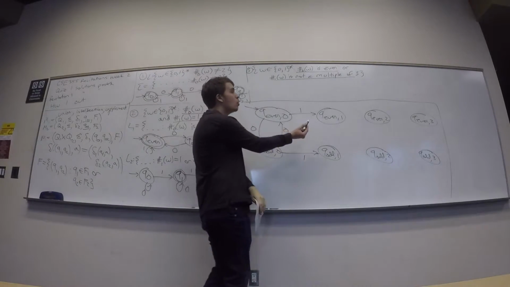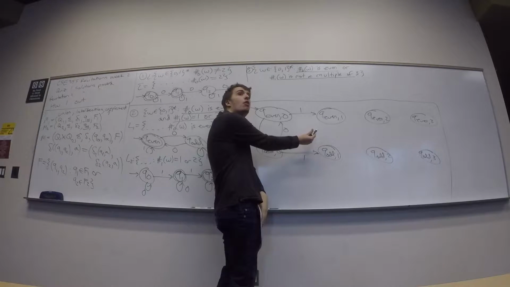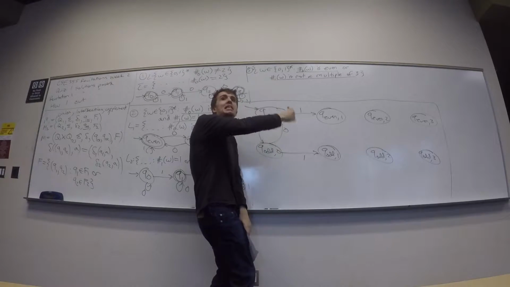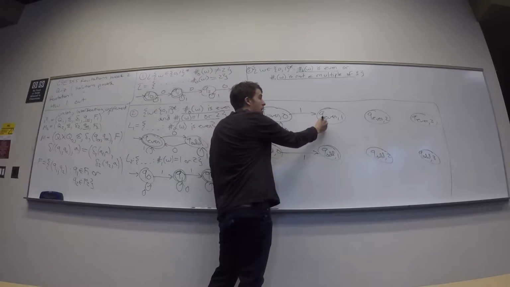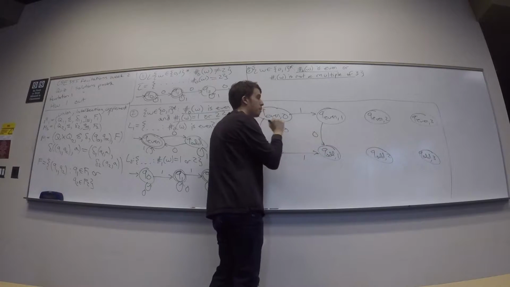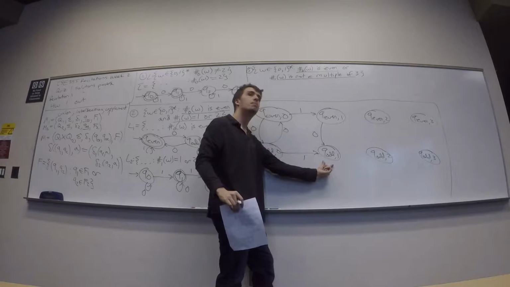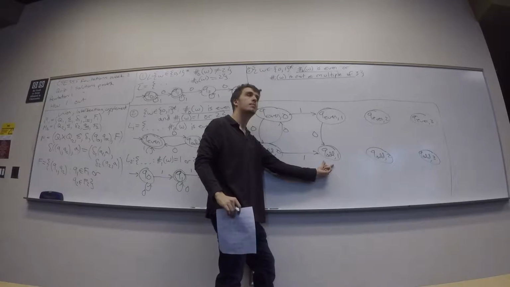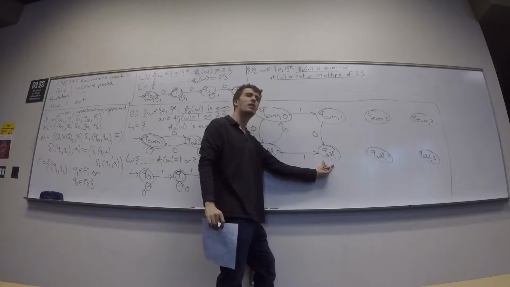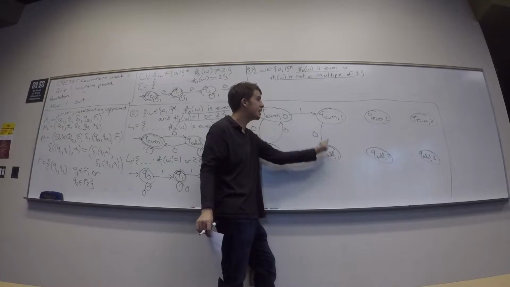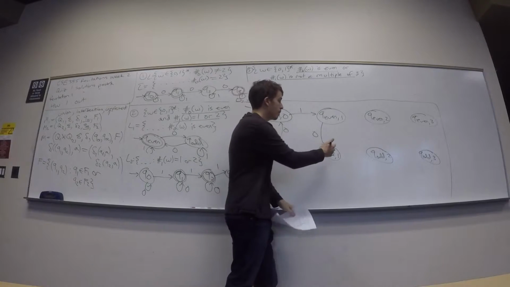So where do you think Q even 1 is going to go on input 0? Q odd 1. It must go to odd, but it stays in the same column. So therefore, it must go to here. What about Q odd 1 on input 0? Q even 1, yeah, because same column, different row.